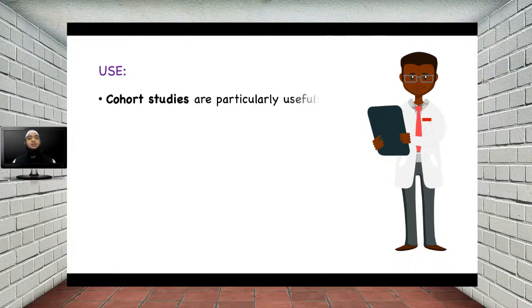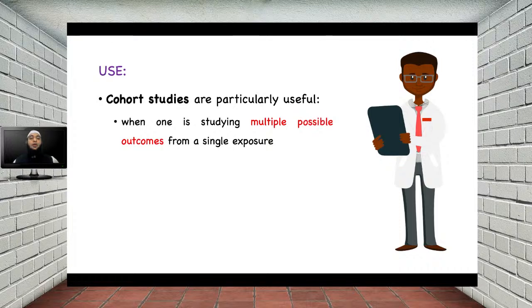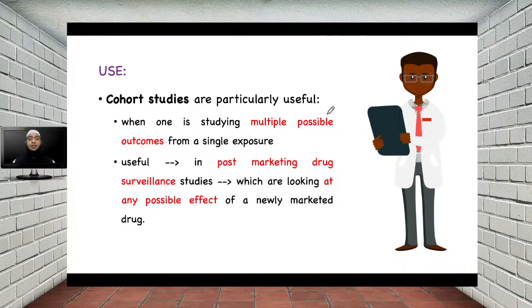Now let's see what is the use of this. Cohort studies are particularly useful when one is studying multiple possible outcomes from a single exposure. Like oral contraceptive produces one disease, venous thromboembolism. Other diseases could also be possible with the oral contraceptive, right? So now you are looking for multiple possible outcomes from a single exposure, and that is feasible with the help of the cohort study. The second use is especially in case of post marketing surveillance.